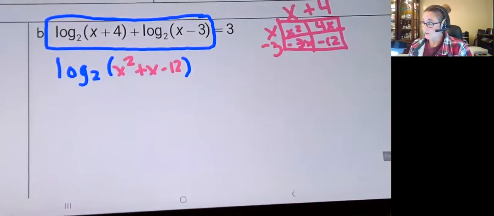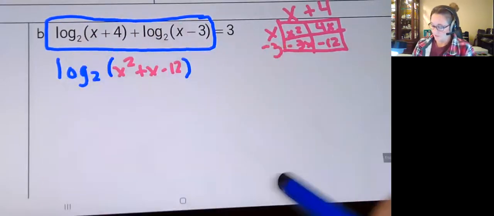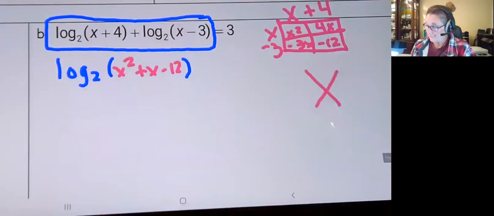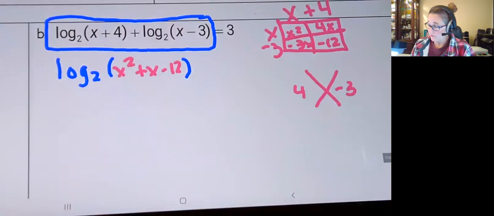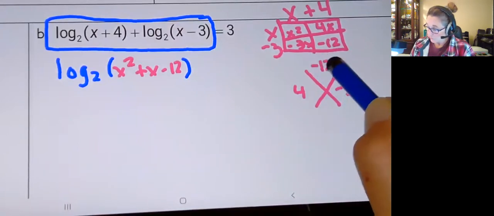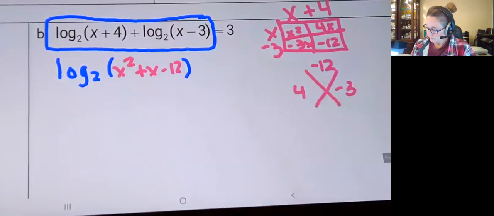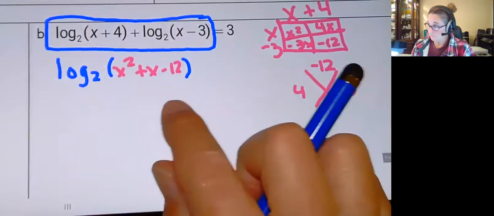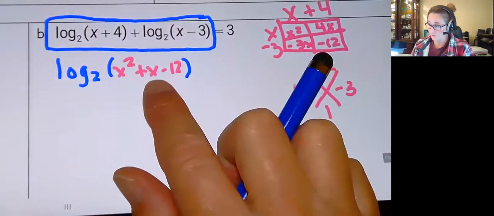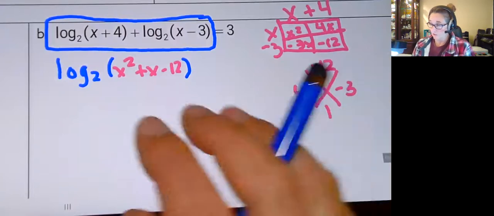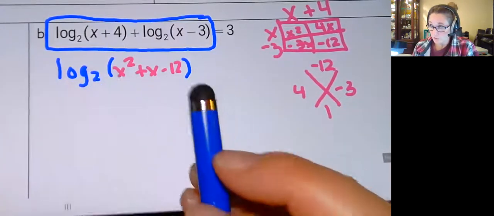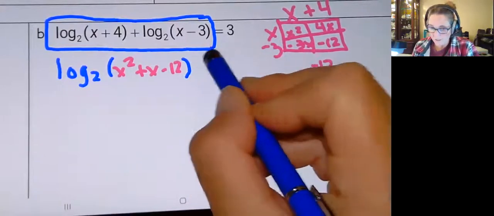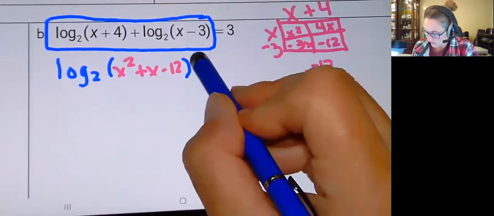Now, when you have something like this, again, where these are both x's, you can also think of it as a diamond problem, where your 4 and your negative 3 are your sides. These multiply to a negative 12, this number right here, and these add to a 1. That's how many x's you have. So it's very important that you understand how to solve quadratics, because most of these problems start as a log and end up being a quadratic.